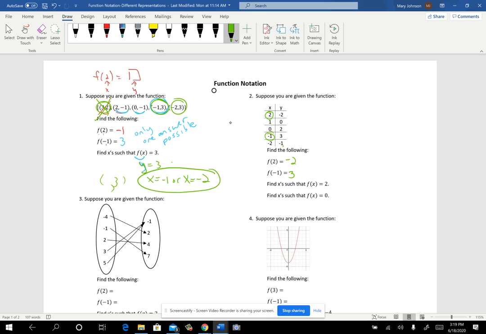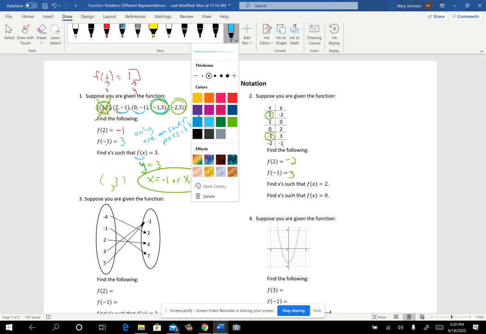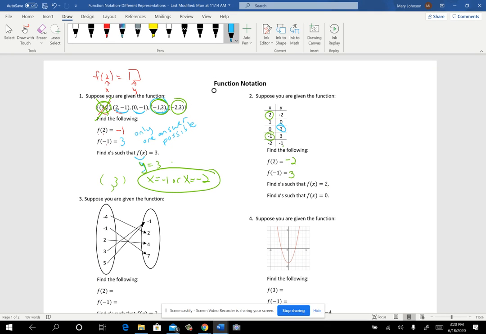Okay, but now this next question reverses the idea. Here we know the output is 2, and our job is to say what the input must have been. So for that one, I need to look for 2 on the y side, and I can see x would have to be 0, and that's the only answer on that one. There's no other y's of 2. Okay, and then here I want the x or x's that make your output 0. So I look for 0 on the y side, and I see that happens only when x equals 1.